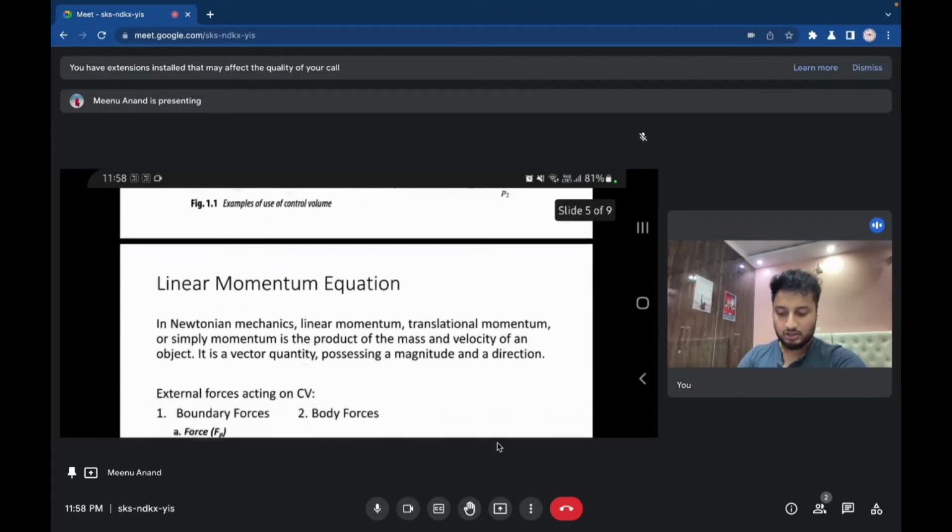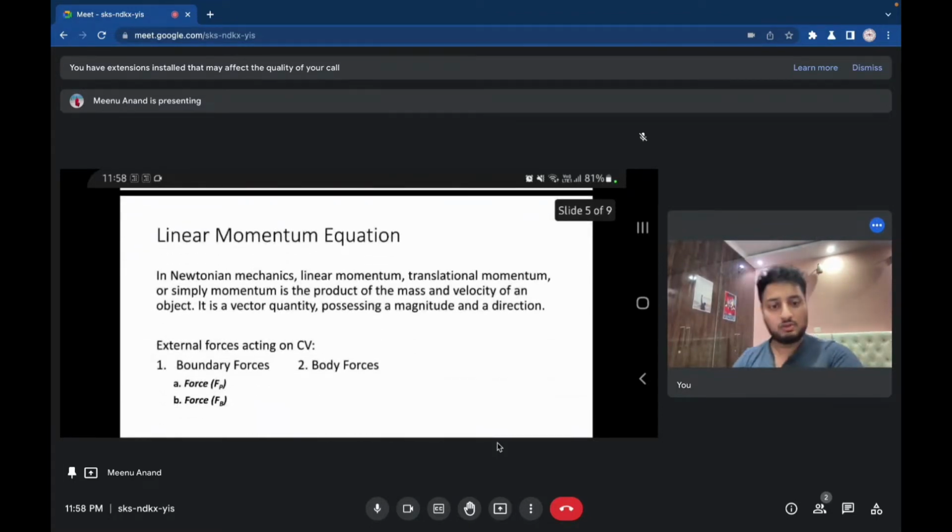Now coming on to our next topic, which is the linear momentum equation. You've all heard of the basic momentum equation, which is P equal to mv, mass into velocity. Now linear momentum is a vector quantity, and its equation is defined as the vector sum of all external forces acting on a control volume in a fluid flow, which is equal to the time rate of change of the linear momentum vector of the fluid mass in the control volume.